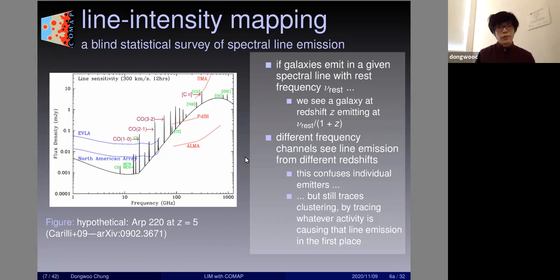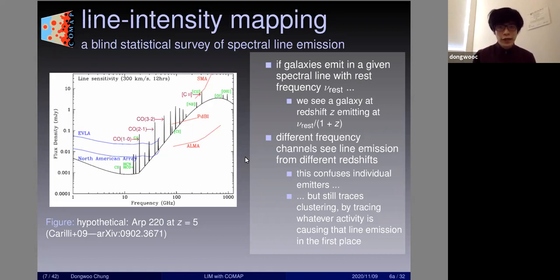And so you think about having a three-dimensional data cube, and you think about the way all of these are going to aggregate. You're going to be able to trace fluctuations in something like CO 1 to 0 line intensity, and you're going to be able to trace the clustering signature of galaxies associated with that line emission at that redshift.